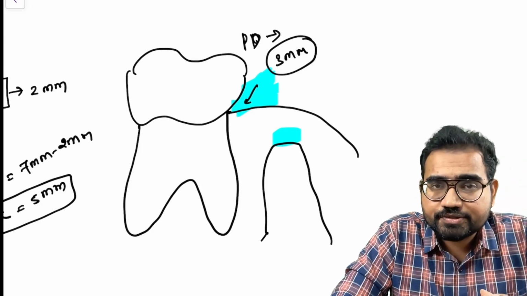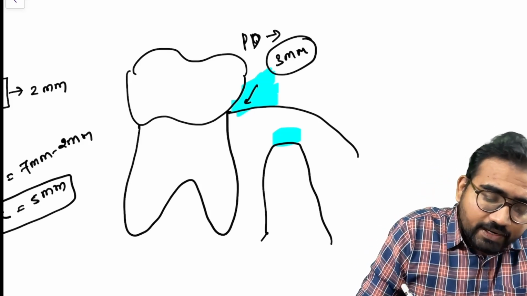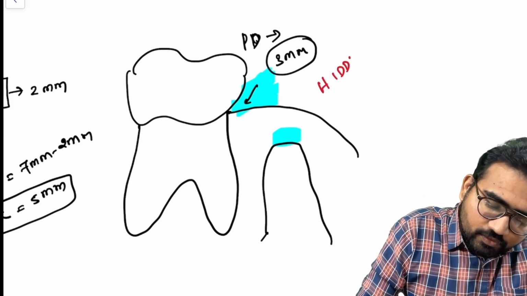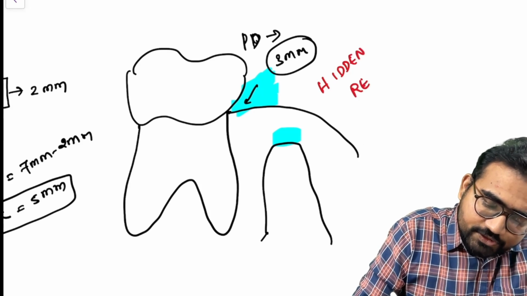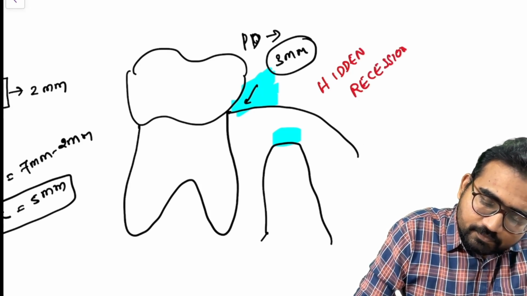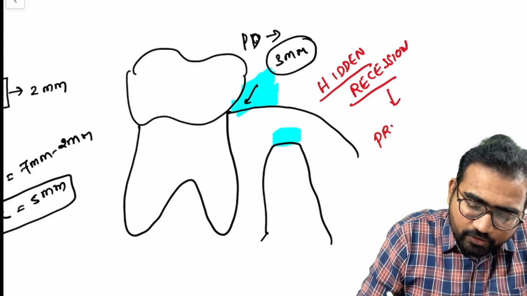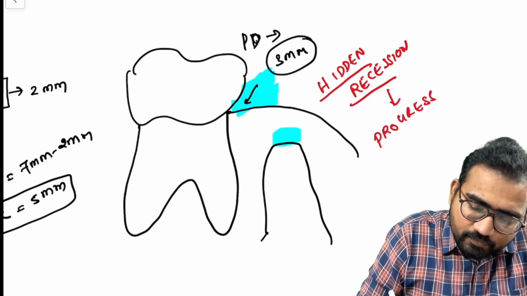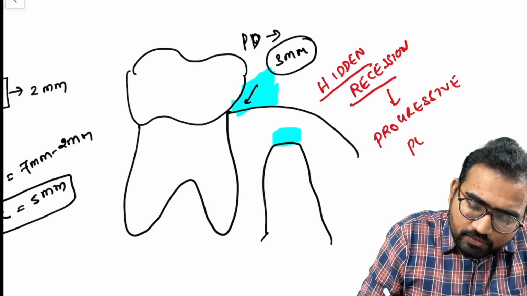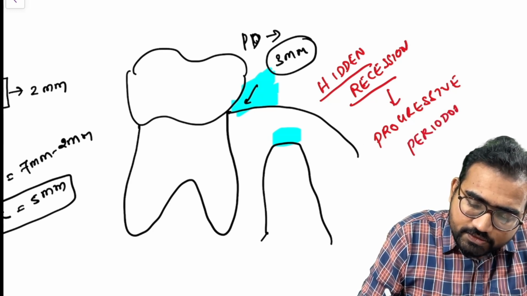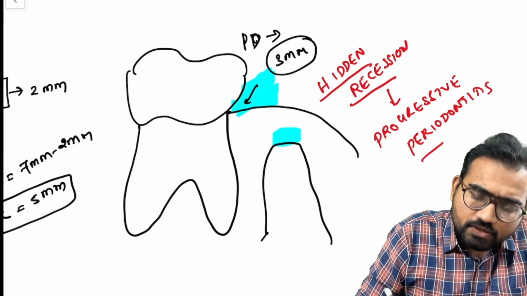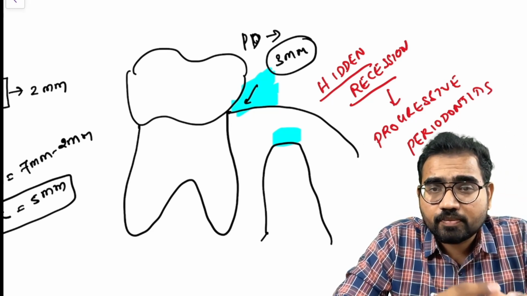These kind of patients, I'm going to call them hidden recession. What is it? Hidden recession or progressive periodontitis. Hidden recession or progressive periodontitis. What do you mean by hidden recession or progressive periodontitis?